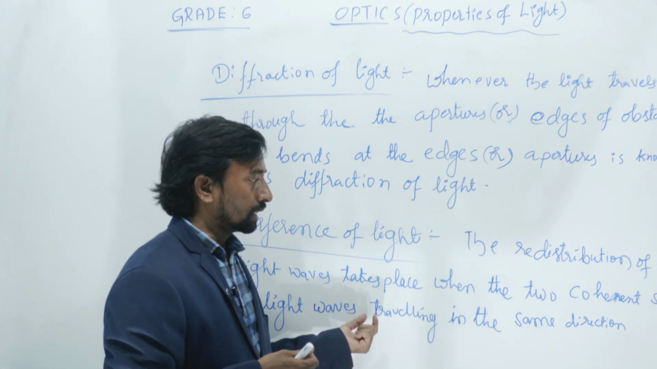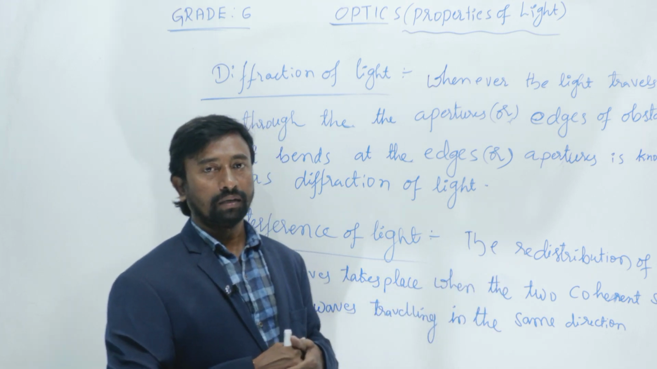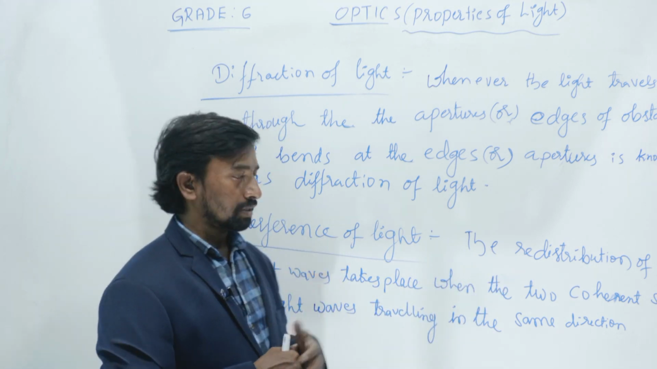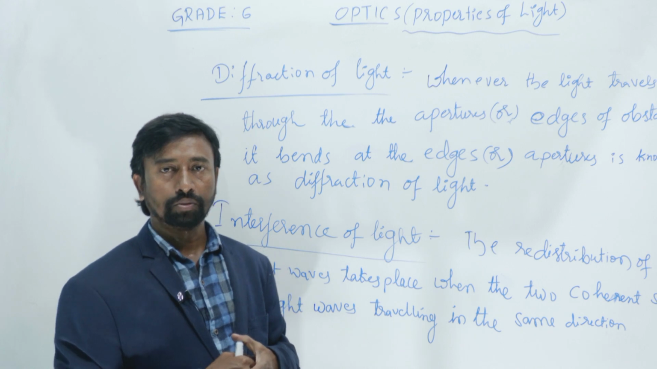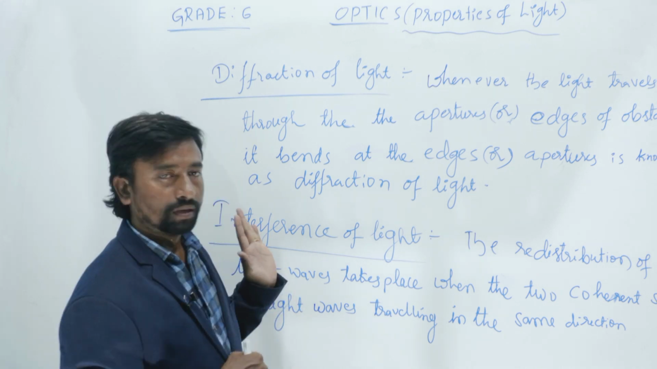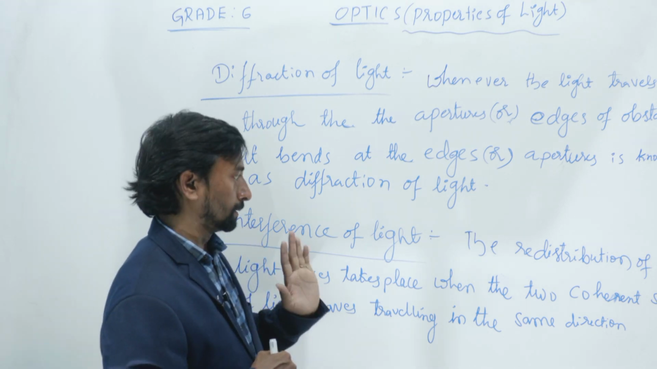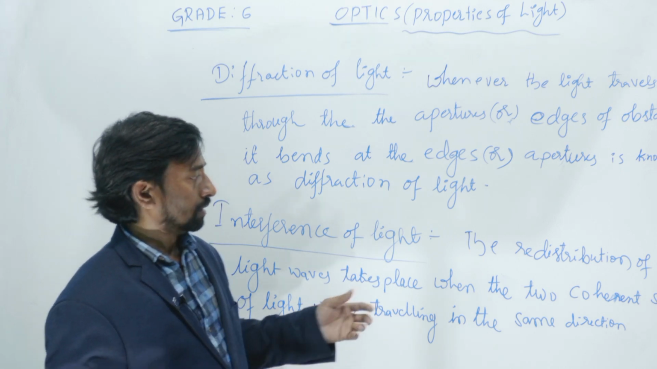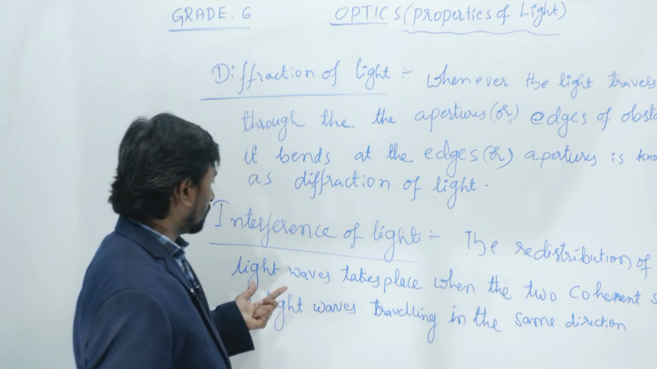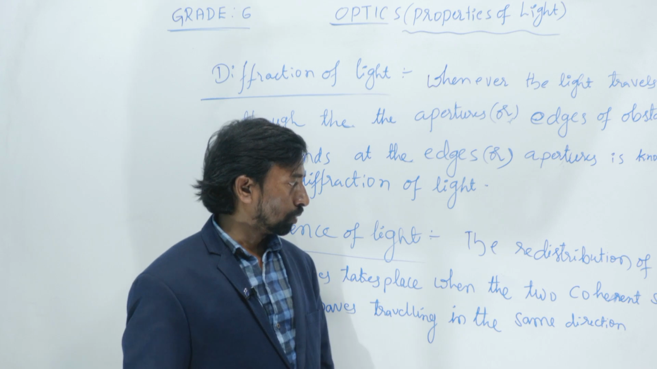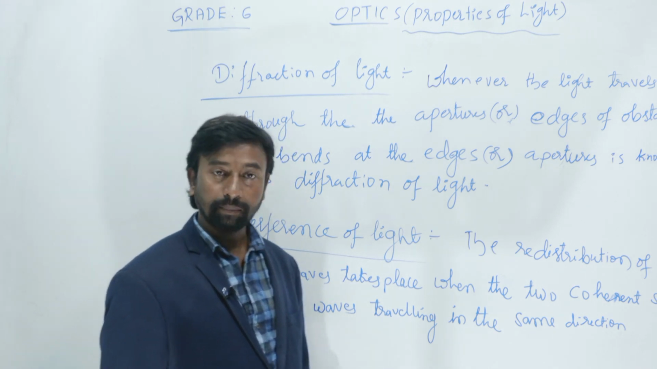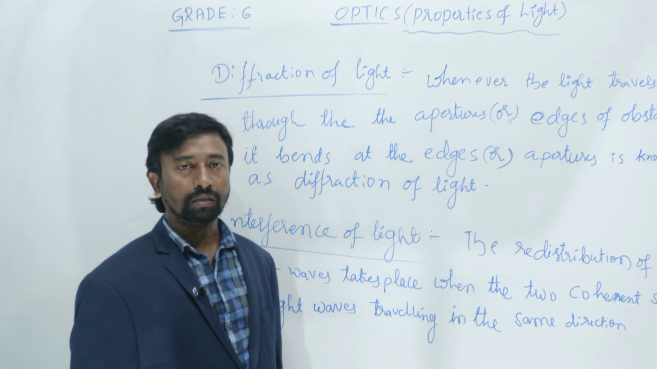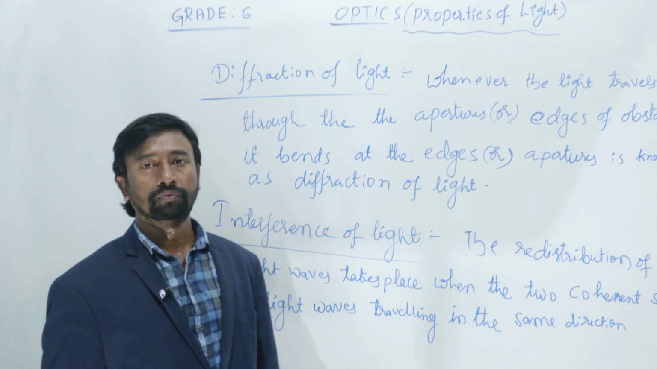So we can observe bright and dark lights whenever this interference of light takes place. That is called the interference of light. The phenomenon of redistribution of light waves that takes place when two coherent sources of light waves travel in the same direction is known as the interference of light.